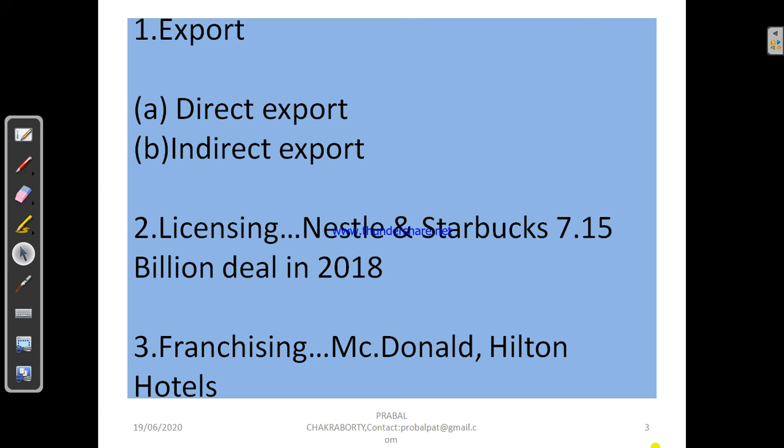Now, there are different modes of entry into international market. One such is export, which is a very simple kind of thing: when you produce your goods in your domestic market, and you are supplying to a different country. This is known as export. It may be direct export, it may be indirect export too. When you are doing your own business without any middleman, this is known as direct export. And in case of a middleman's presence when you are doing your business in an international market, this is indirect export.